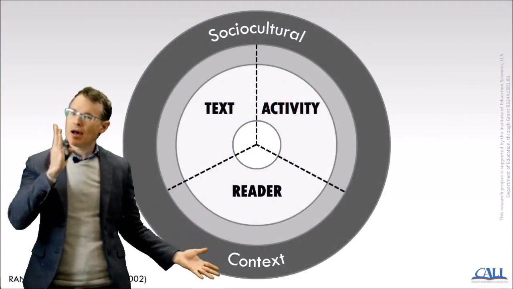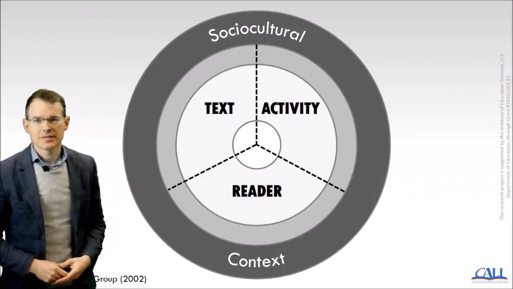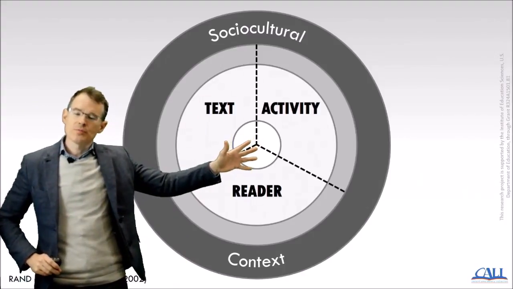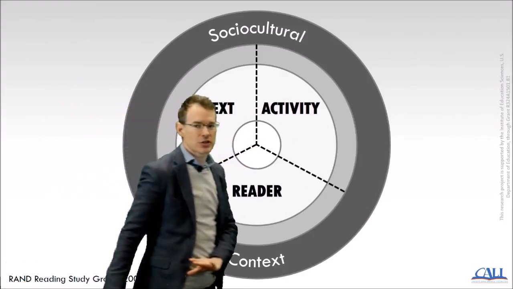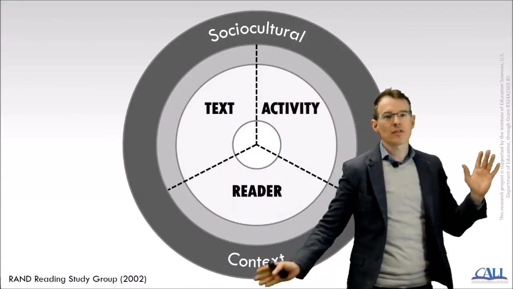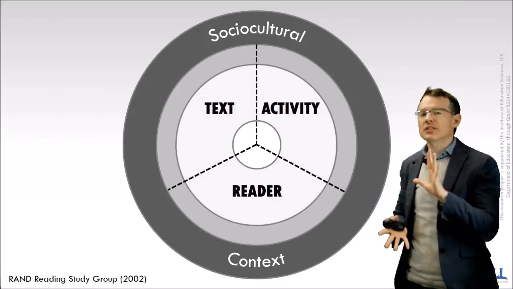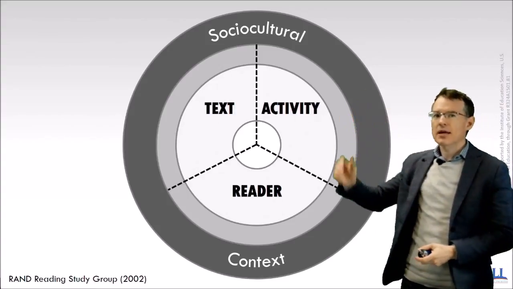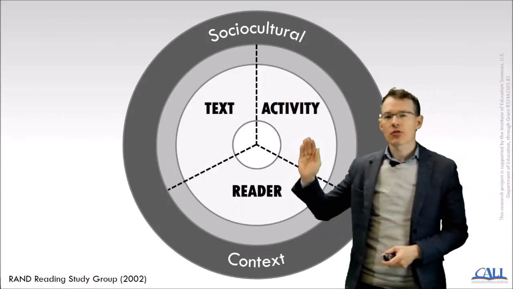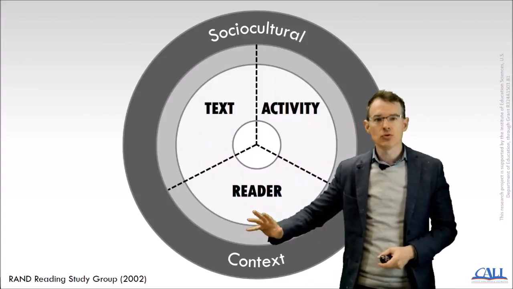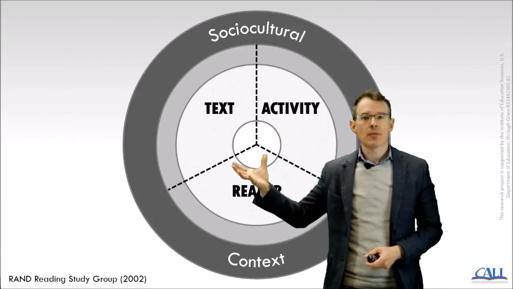So in our model, how do we fit all these pieces together? Well, we're going to talk about it in terms of what is called the RAND Reading Research Study Group model. They call this a heuristic, which is sort of just a way of saying it's a model to help you understand a concept. It may not be totally comprehensive. In this model, there are three central pieces to what constitutes reading comprehension.